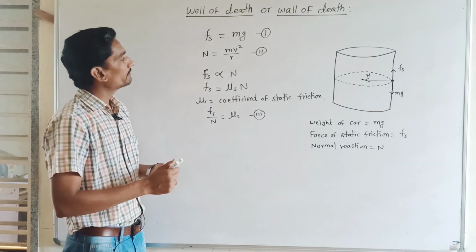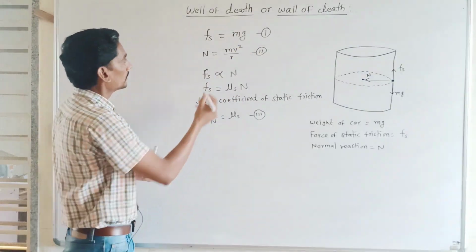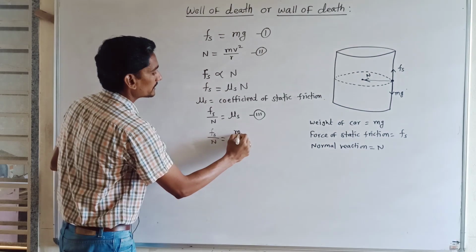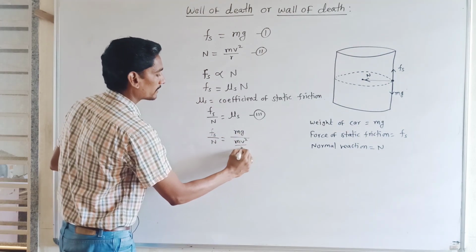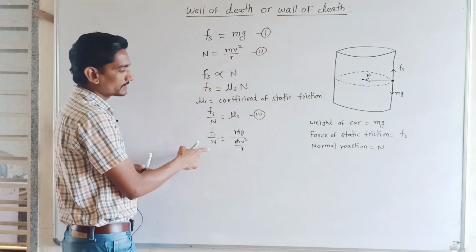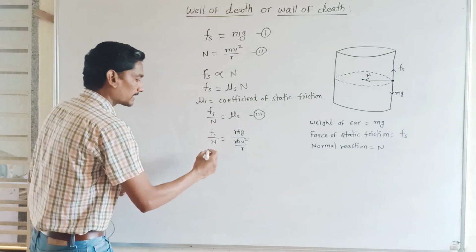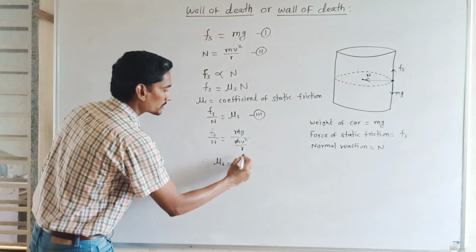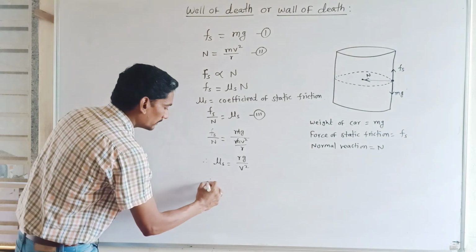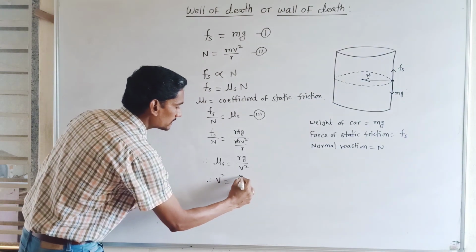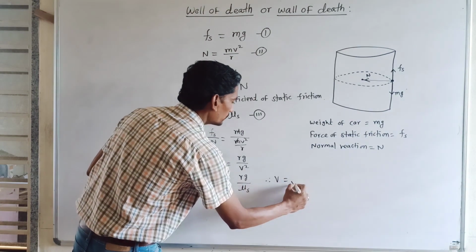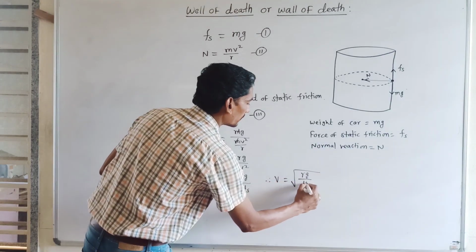On dividing equation number 1 by 2, we get Fs upon N equals mg upon mv square upon r. The m gets cancelled, and Fs upon N is the coefficient of static friction. Therefore mu s equals rg upon v square, and therefore v square equals rg upon mu s, and finally v equals under root rg upon mu s.